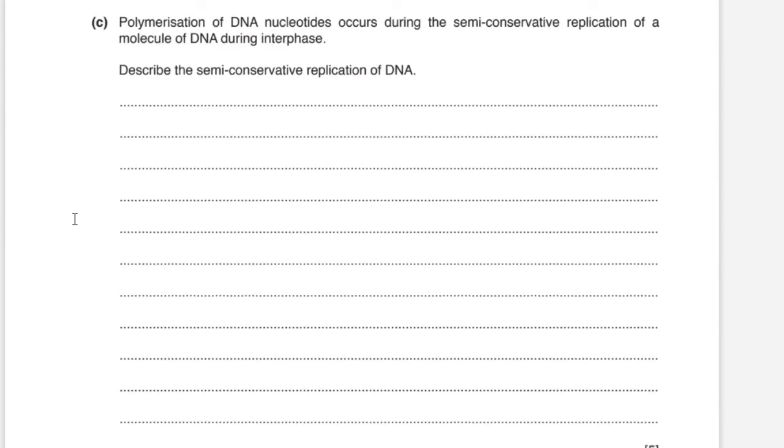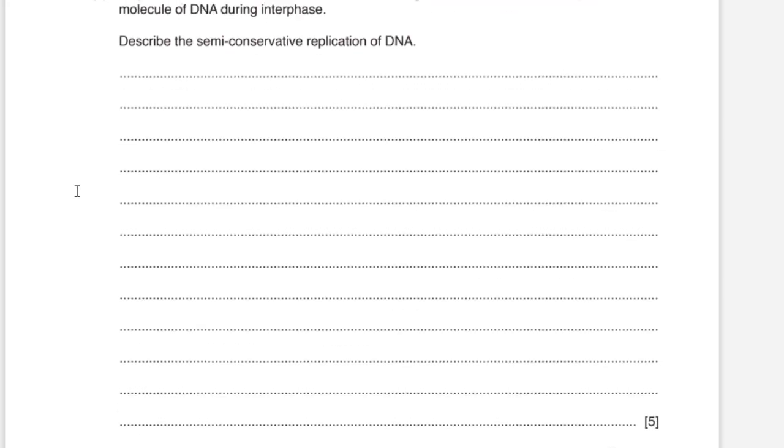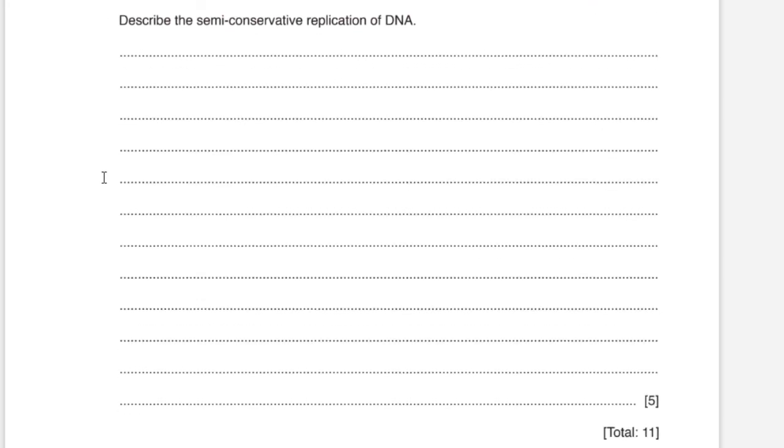C. Polymerization of DNA nucleotides occurs during the semi-conservative replication of a molecule of DNA during interphase. Describe the semi-conservative replication of DNA. For DNA to be replicated, the two strands of the DNA have to unwind so they lose their spiral structure, and then the hydrogen bonds between the complementary bases holding the two strands together break down.